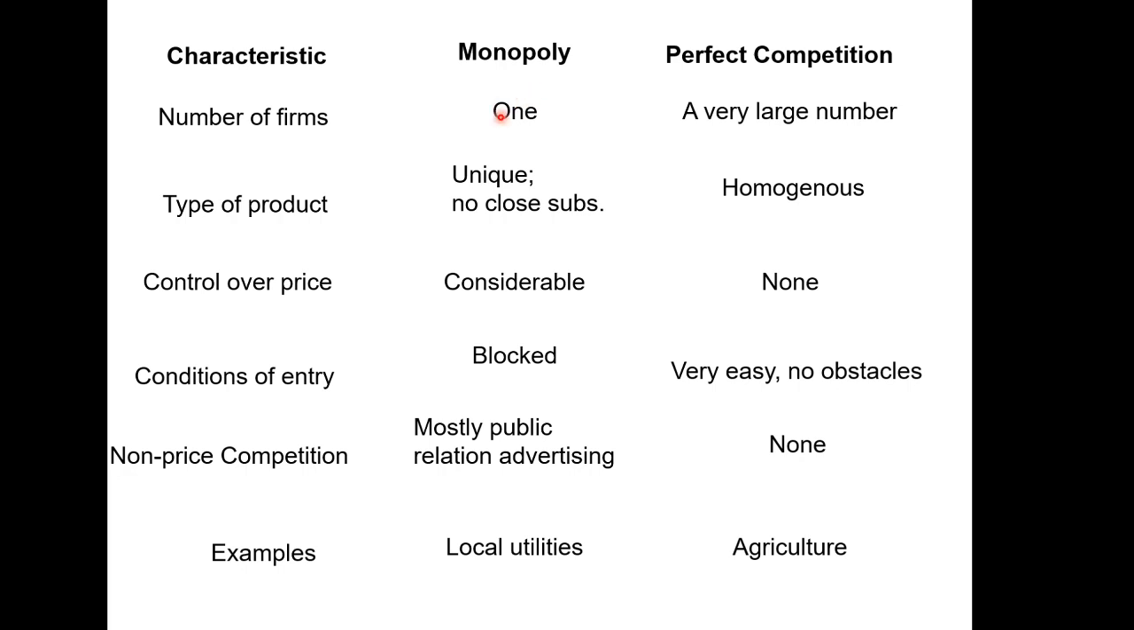So monopoly is one firm. It's not a homogeneous good. It's unique. No close substitutes. Why it's a monopoly: considerable control over the price. Not complete, but considerable, right? They are still restricted by what consumers are willing to pay. It is a difficult, if not impossible, market to enter.